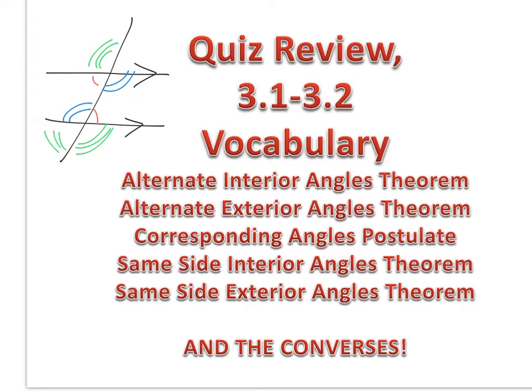Here's another pair, and you know that the same side interior adds up to 180 and the same side exterior adds up to 180. Also know the converses. So the converses are, if you know the angles are congruent, then the lines are parallel.